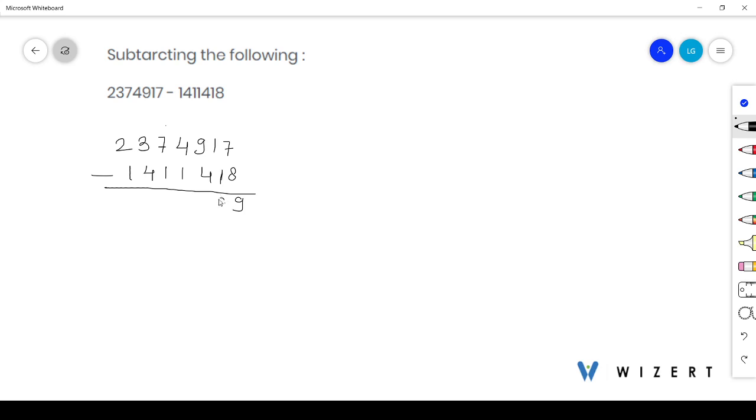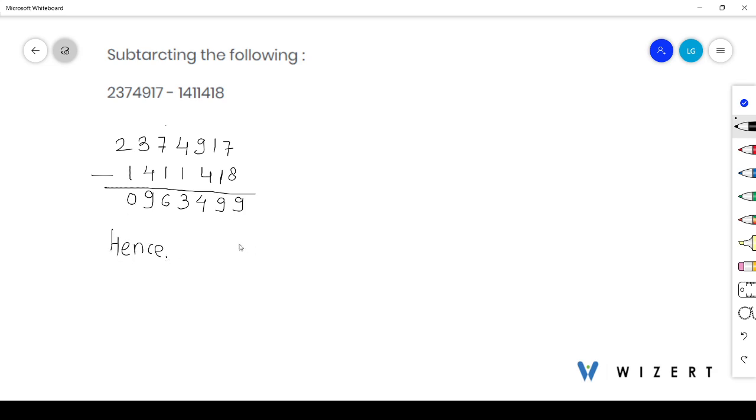10 minus 1 is 9. 8 minus 4 is 4. 4 minus 1 is 3. 7 minus 1 is 6. 3 minus 4 is not possible again, so we borrow from the millions place. 2 will convert to 1 and 3 will convert to 13. So 13 minus 4 is 9. 1 minus 1 is 0.